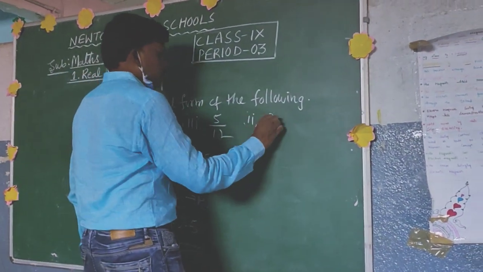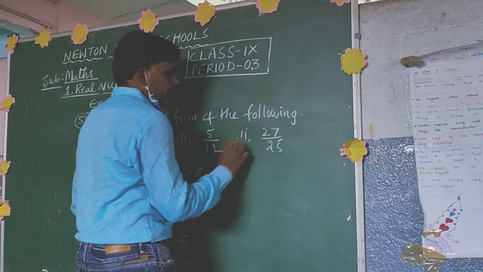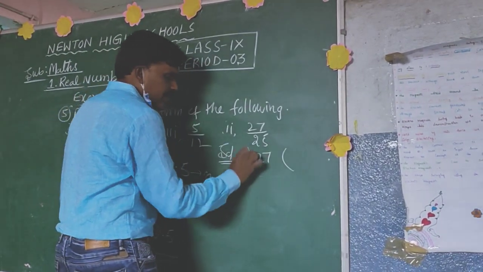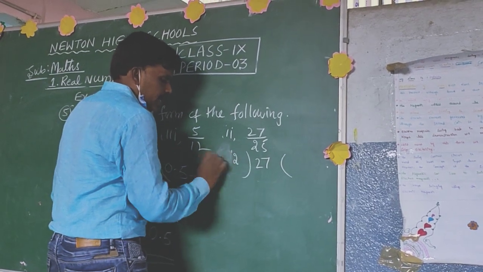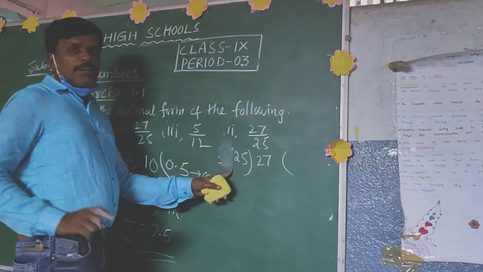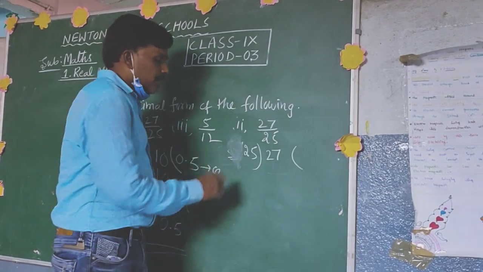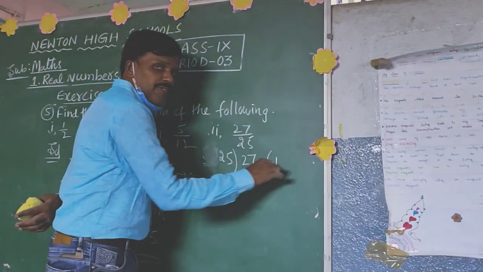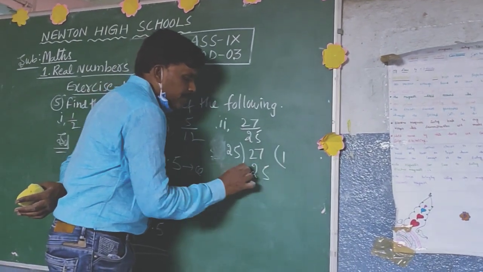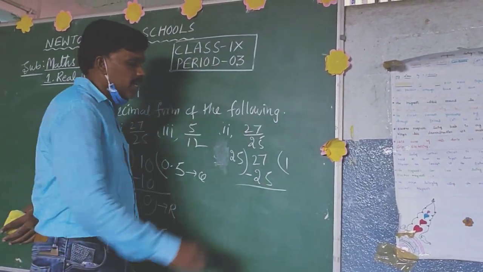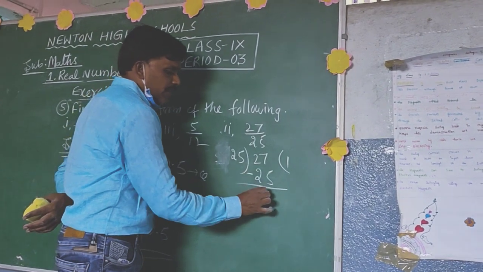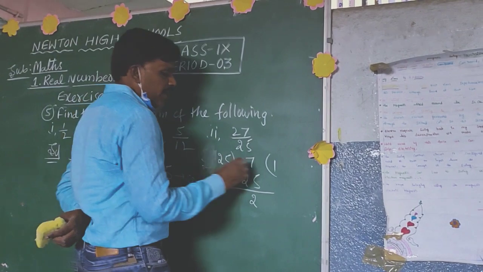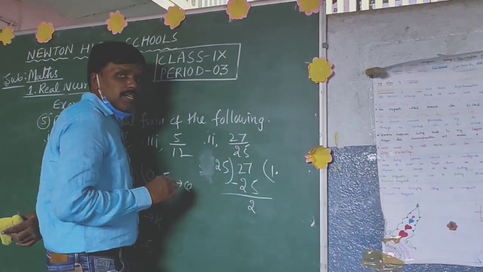Second sum. What is the second sum? 27 by 25. What is the first step? Numerator we have to divide with the denominator. Isn't it? So 27 we have to divide with 25. Okay. So 27 is greater than 25. That is possible. 25 ones are 25. Then we have to do the subtraction. 27 minus 25, which is 2. Okay. Then 2 is not divisible by 25. Then we have to put the decimal point here in the quotient place.